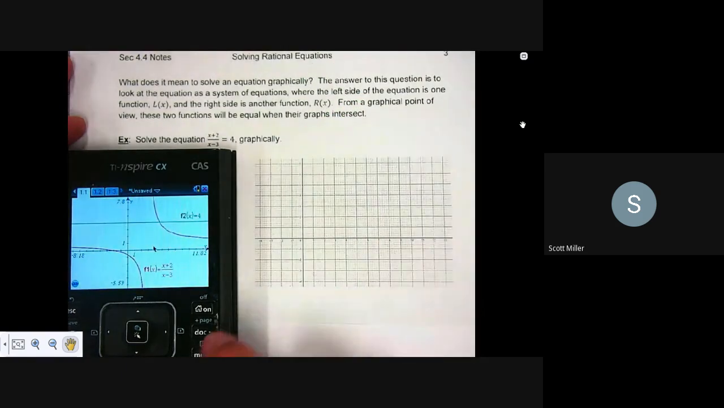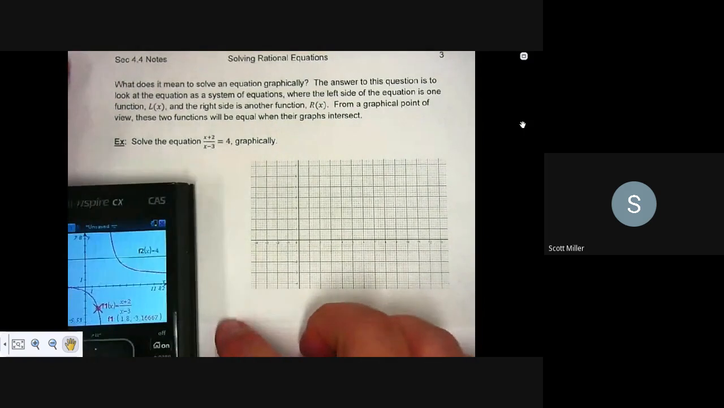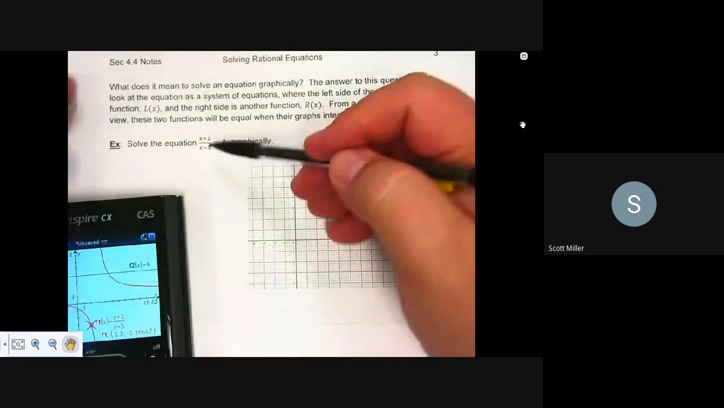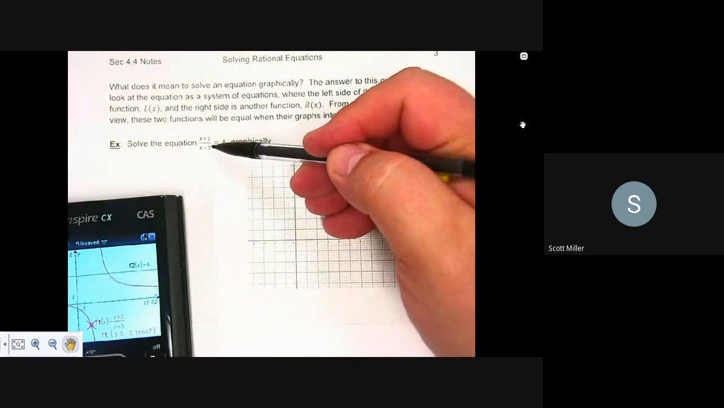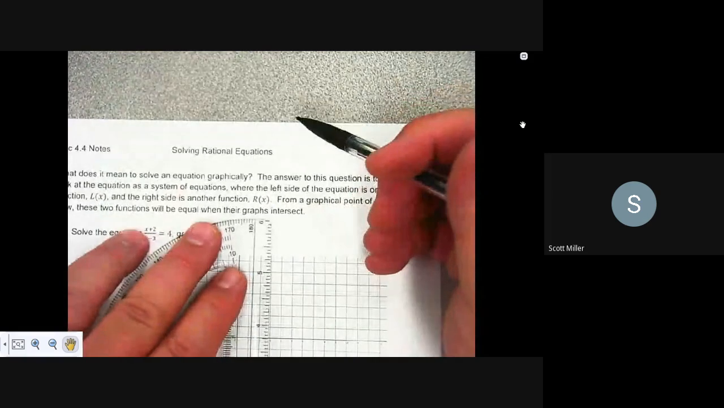In the trace feature, we can just go down the line and see what we're looking for. I already know, for example, in this equation, where some of the values are. For example, we have a vertical asymptote when x equals 3. So we can put that in right now. I go over here to 3, and I can draw my dotted line here.